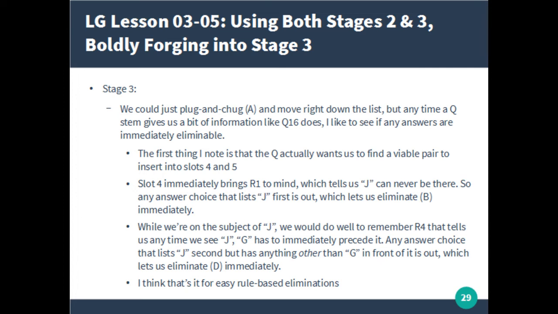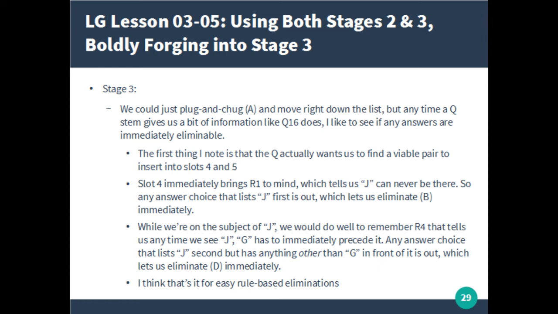While we are on the subject of J, we would also do well to remember Rule 4, which again explicitly mentions J. Anytime we see a J, Rule 4 tells us that we've got to put a G immediately in front of it. So any answer choice that lists J second but doesn't have G in front of it is out, which lets us eliminate D immediately because it lists J second but doesn't put G in front of it. So that clearly doesn't work. As far as I can tell, B and D are the only easy rule-based eliminations we can make at this point.